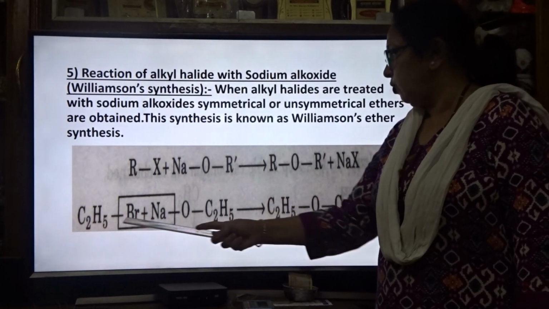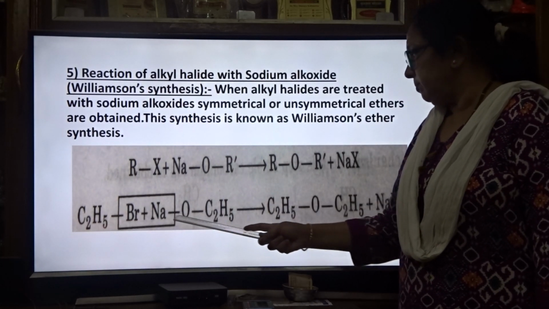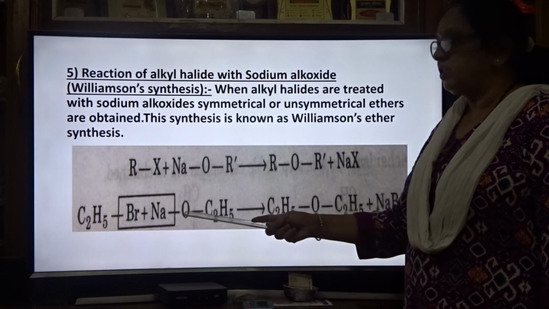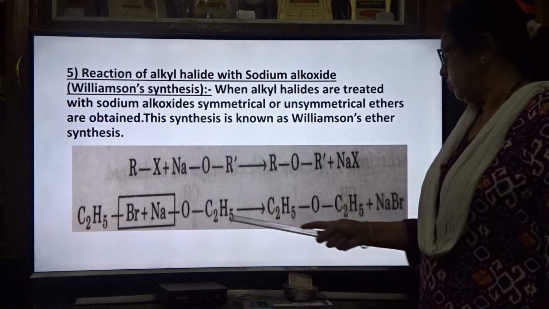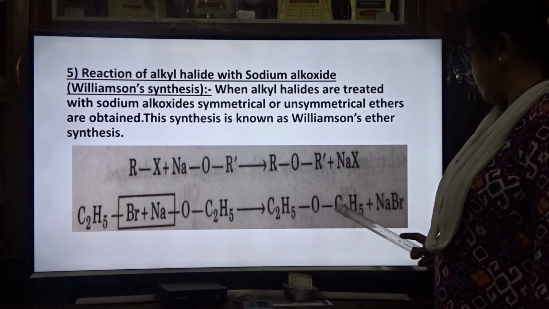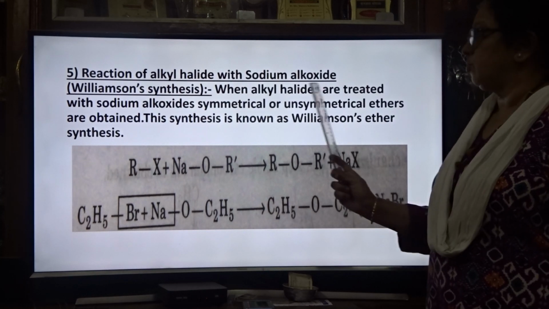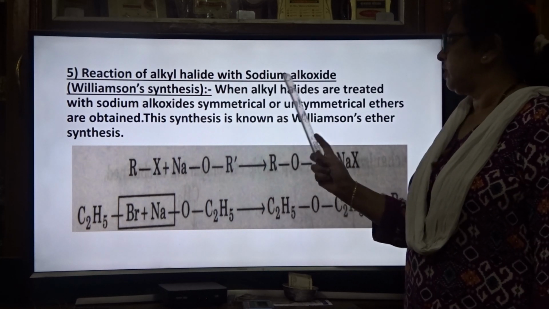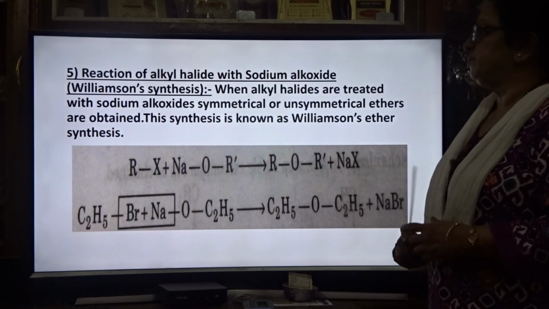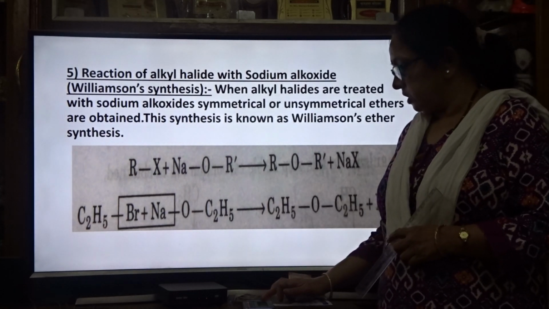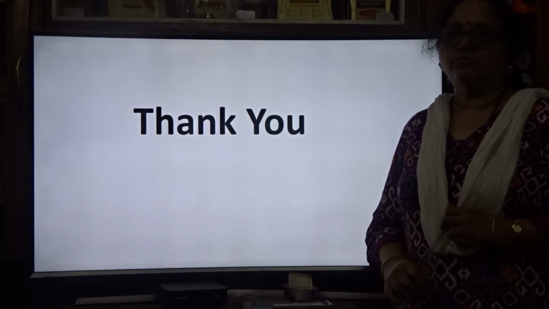Here ethyl bromide plus sodium ethoxide, C2H5ONa, gives diethyl ether plus sodium bromide. So the reaction of alkyl halide with sodium alkoxide gives diethyl ether. This is known as Williamson's ether synthesis.